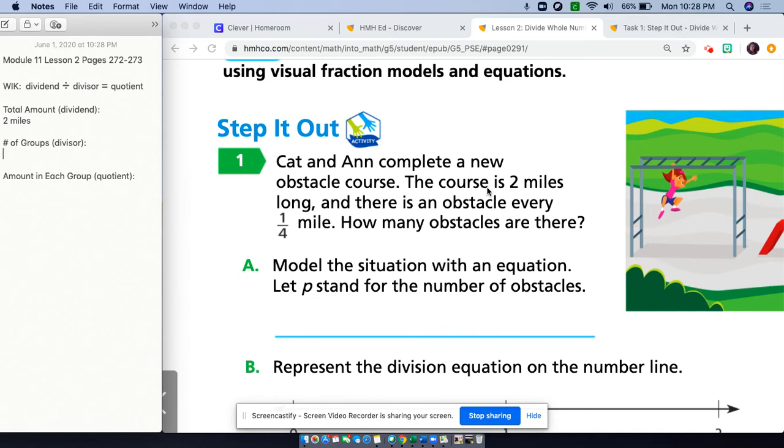Well, this obstacle course, for the entire length of it, of the 2 miles, every quarter mile, there's an obstacle. So every quarter mile, it's being separated or stopped or interrupted by an obstacle. So that means my number of groups depends on how the amount of space there is between each obstacle. And then finally, the amount in each group, that is what we're looking for, okay? I'm going to say P because that stands for the number of obstacles, just as they told us in Part A later on, okay? So I'm just going to put P because that's what we're looking for, P. And I'm just going to put in my notes, number of obstacles.